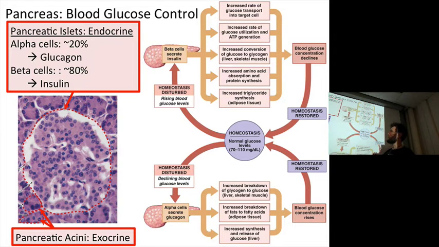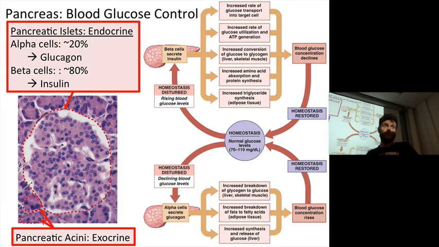Anyways, the islets, the endocrine cells, let's look at the homeostasis that happens here. So we have a normal glucose level, anywhere from 70 to 110 milligrams per deciliter. All right, let's start with the beta cells. You just had breakfast. Blood glucose goes up, and we get the stimulation of the beta cells, who then produce insulin. What is insulin doing? There's going to be an increase in the rate of glucose transport into the cells.